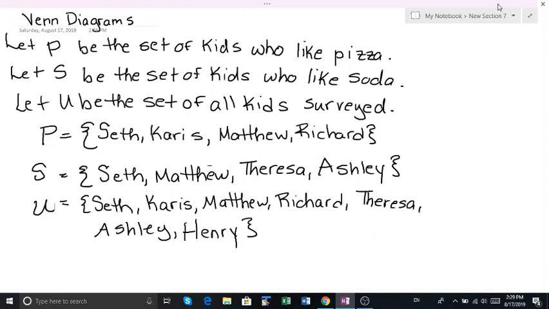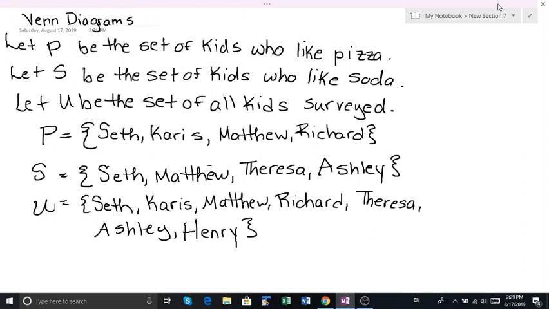All right, so first let's look at three different sets. So we talked about sets last Thursday, and we know that sets are just a collection of objects. So I have three sets here. It says let P be the set of kids who like pizza, let S be the set of kids who like soda, and let U be the set of all kids surveyed. So in this situation, our set U is our universal set.